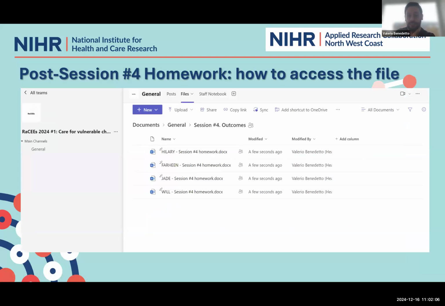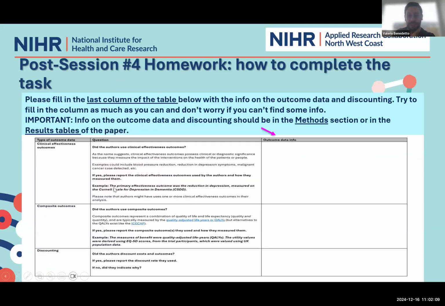You will find a document with your name, and then you will see the table with the type of outcome data we are going to ask you to extract from the paper, and some more information and definitions about what we would like you to extract. In the last column, you can just copy and paste the information from the paper. Usually the outcome data and discounting information should be in the methods section, but also have a look at the results tables of the paper. That's usually a good indication of what outcomes people have used, like QALYs or something else, for example. So do have a look at the results tables as well.